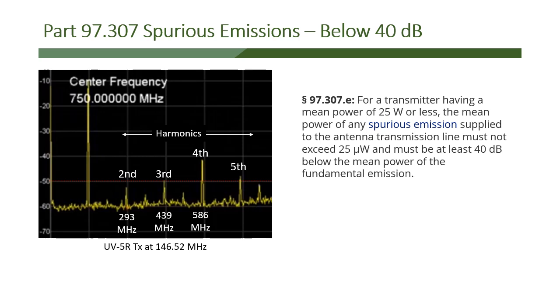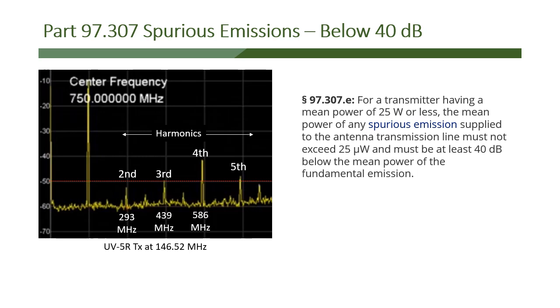This is a Baofeng UV5R, a very popular radio. It's about $16 to $25, and this, in at least one version of it, some of the newer versions have more suppression, but the typical suppression that has been seen on the market has been like this, and you can see that these radios technically operate out of spec for the FCC.